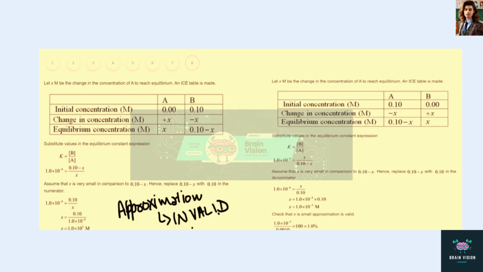Same with option C. Let x be the change in concentration of A to reach equilibrium. We substitute the values into the equilibrium constant expression, assuming that x is very small. In this case, x turns out to be 1.0 × 10^-5. We check that x is very small in approximation, about 1%. Since 1% is less than 5%, the approximation in this case is valid.